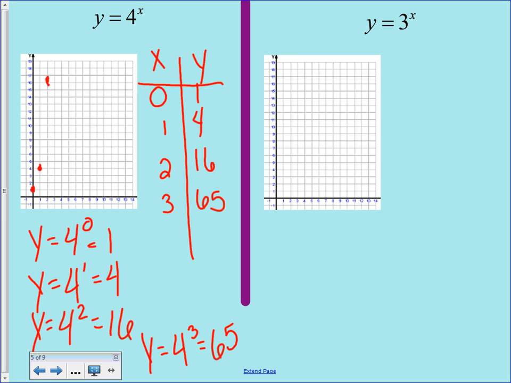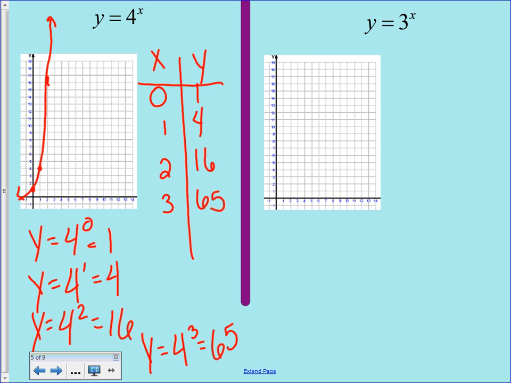Okay? So we can take this and we can actually connect it. I can't quite get to 3 on my graph, so it's going to shoot up off of my graph. So that's a really steep ski slope. Okay, but that's kind of what exponential functions are going to look like. This one is called growth because it's growing upward.